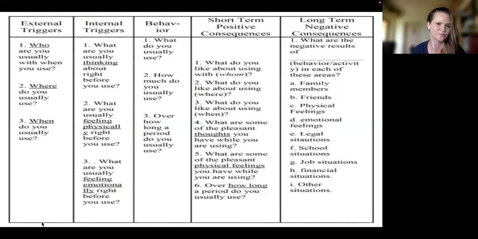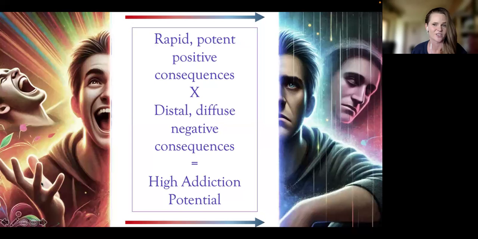Something that I always just want to underscore because I think it's easy to forget is that the formula for addictive potential is something that has a rapid, potent, positive consequence. So it's like the good things about doing it are really right there in your face and they happen right away, paired with negative consequences that are vague and off in the future and diffuse. That is the ultimate recipe for addiction, and that's exactly what illicit substances do.